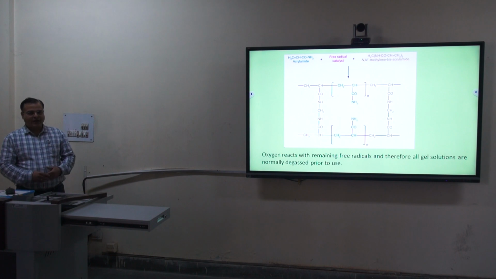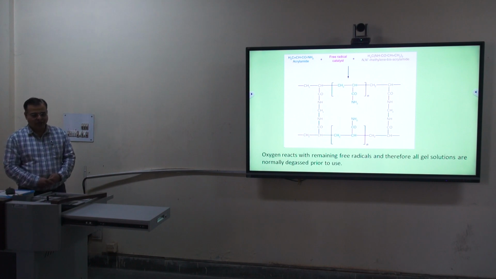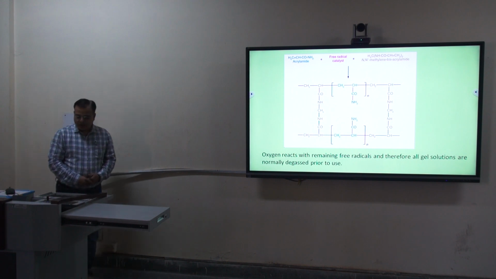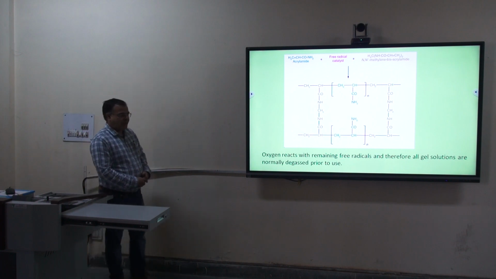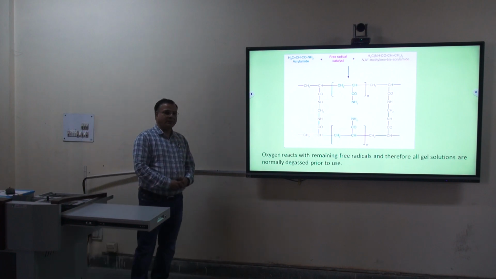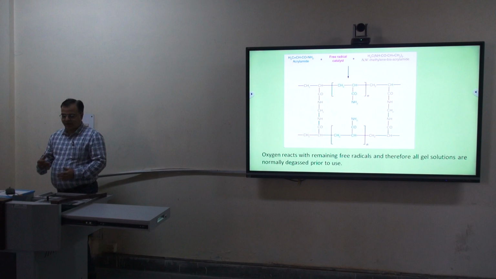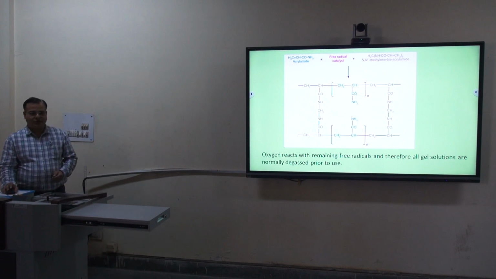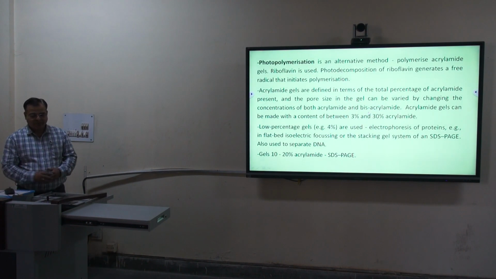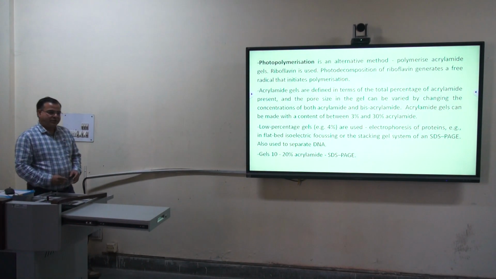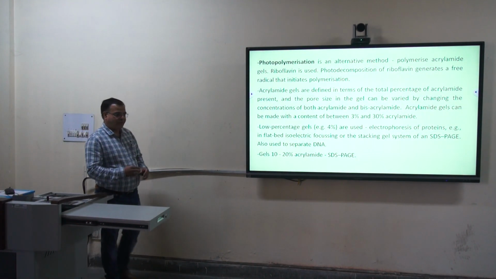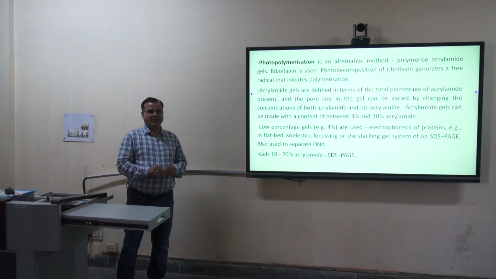Actually, prior to the formation of this gel, prior to adding TEMED and APS, we have to remove the oxygen from the solution, because oxygen reacts with the free radical and removes it. So we have to degas the solution and remove the oxygen, so that the free radical is not consumed before the process of polymerization. So this was the free radical mechanism. It was the chemical process through which polyacrylamide gels are formed.